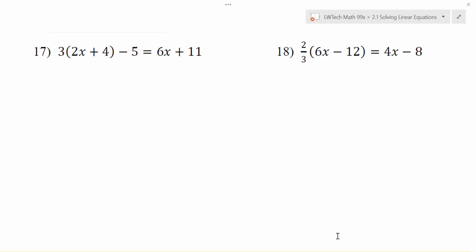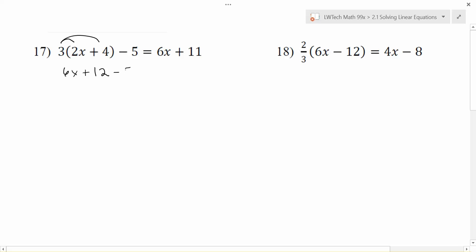All right, so a few more equations that we want to solve. Notice in number 17 here we have some parentheses, so our first move is going to be to get rid of those parentheses so we can start simplifying and combining things. In this case, I'm going to do 3 times 2x, which gives me 6x, and then I'm going to do 3 times 4, which is going to give me a plus 12.